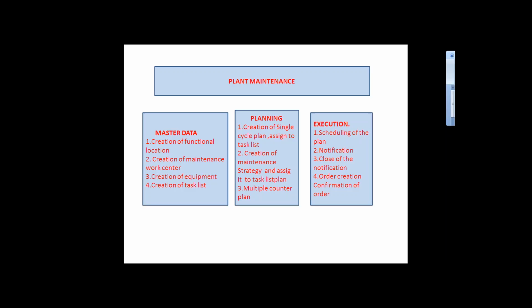Then maintenance strategy plan means for some equipments you may do cleaning after 30 days, polishing after 60 days, painting after 90 days. So if some periodic maintenance activities are there, we map them in a strategy plan.